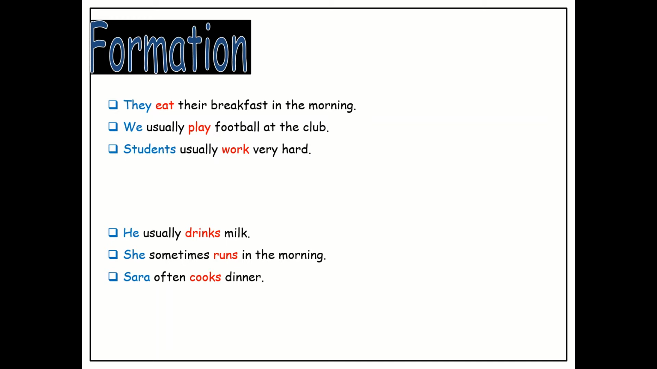So, how could we form the present simple? The present simple, we form it by using the first form of the verb, like eat, play, work. So, the infinitive, we call it the infinitive or the base verb. Or we can use also s or es or ies after the base verb if we have he, she, it, or singular noun.